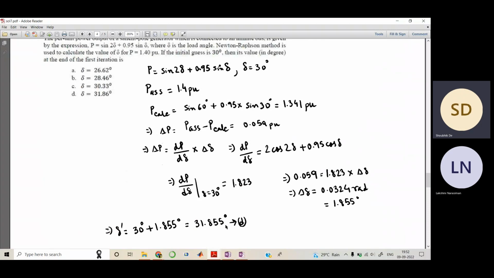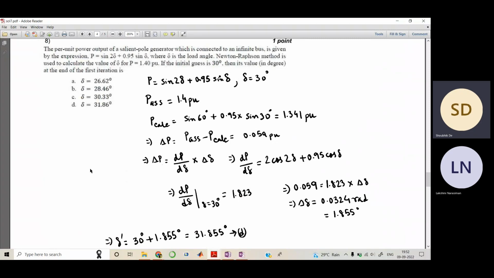And it is 31.855, which is your option number D. So yeah, in the Newton-Raphson method, and for every method, be it Newton-Raphson or Gauss-Seidel, we try to find the most accurate bus voltage, and for that we assume an initial value and try to get close to it. So this is the small calculation of it. This was problem number 8. Pretty simple problem, provided you know how the Newton-Raphson method works for load flow studies.